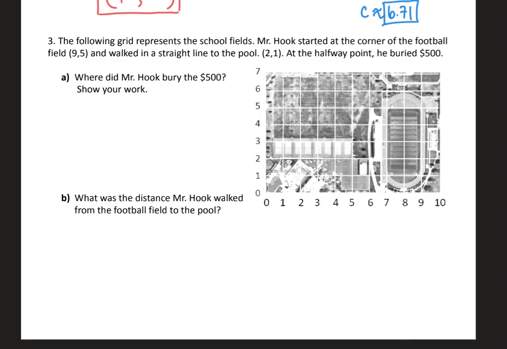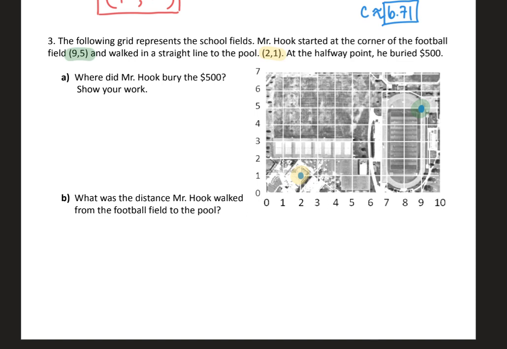All right, number 3, it says the following grid represents school fields. Mr. Hook started at the corner of the football field at (9, 5), so that point is right here, and walked in a straight line to the pool, which is at (2, 1). So (2, 1) is right here. And then it says at the halfway point, he buried $500. So where did Mr. Hook bury the $500?